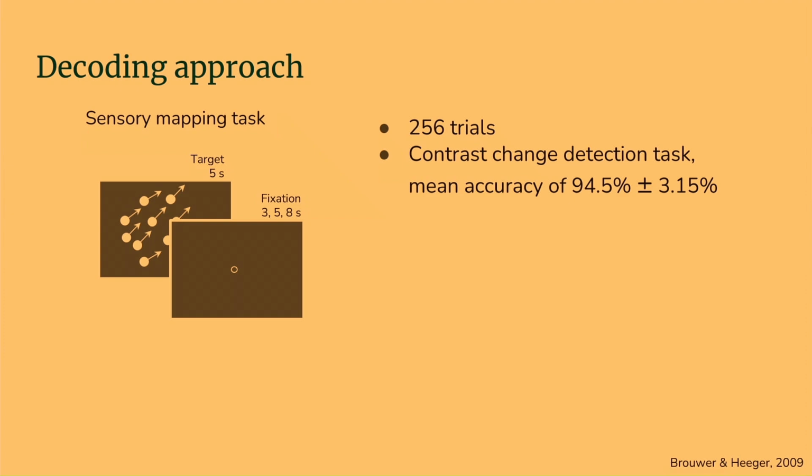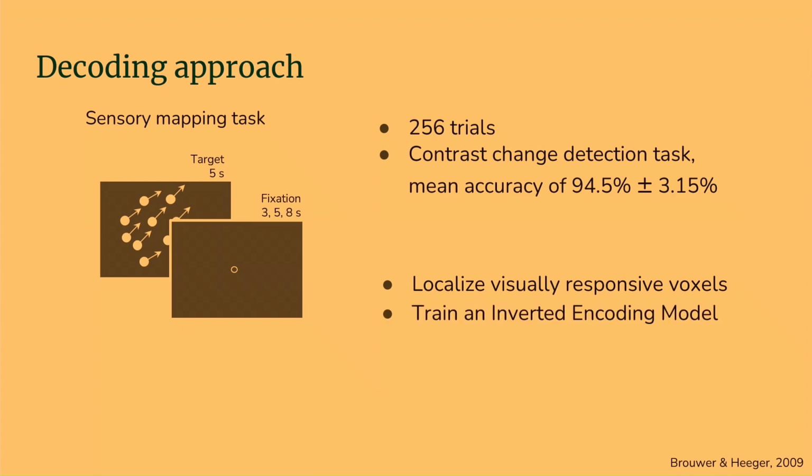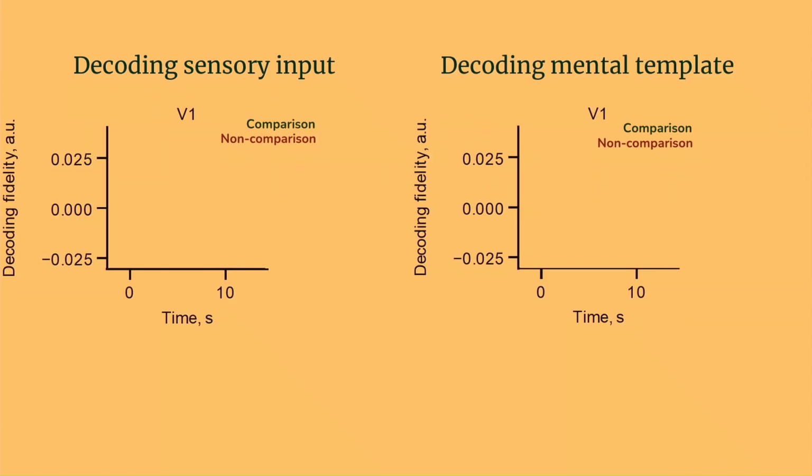We use this data for 2 purposes. First, to localize visually responsive voxels, the parts that care about our stimuli, and secondly, more importantly, to train an inverted encoding model that we then apply to the data from our main task. So we can use this model and decode sensory input or mental template. And here, in order to orient you a little bit in my trial, this is when the comparison probe is on the screen, and this or this when the next comparison probe might come on the screen.